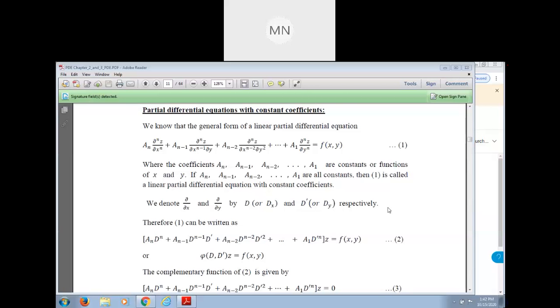Now write: p equals to what? p equals to del z by del x, comma q equals to del z by del y.